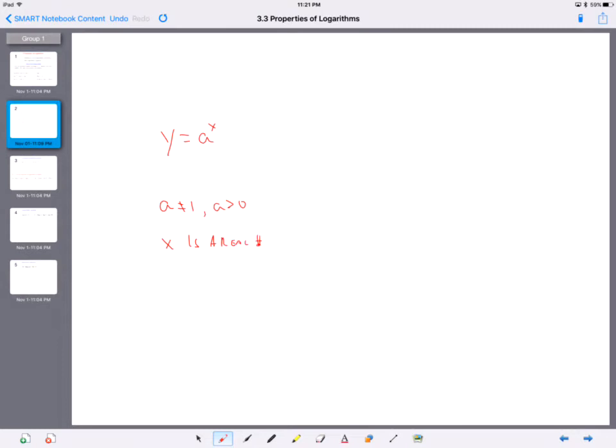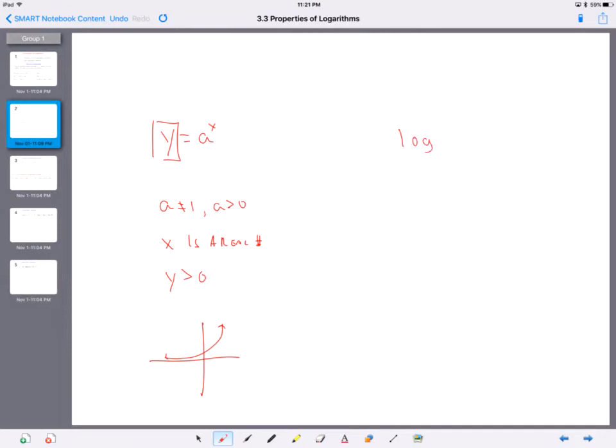And the other thing is, what outputs do you get when you do this? Well, if a is greater than 0 and not equal to 1 and x is a real number, then your y value, your output, will be values that are greater than 0. And we even saw that on the exponential function.